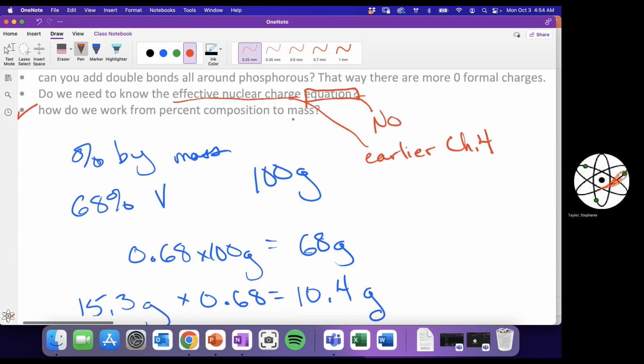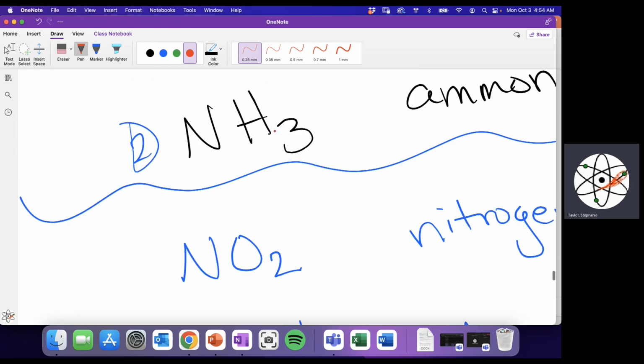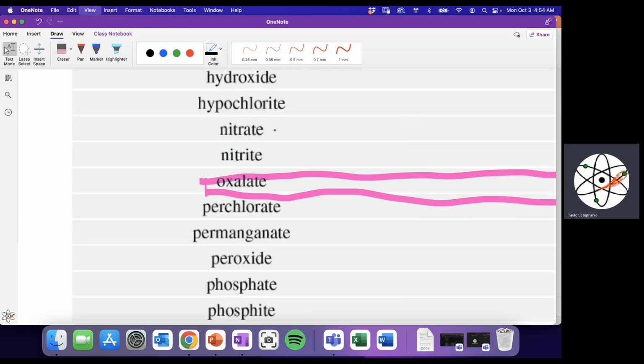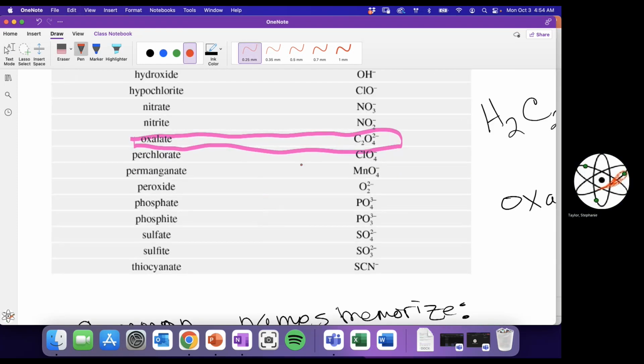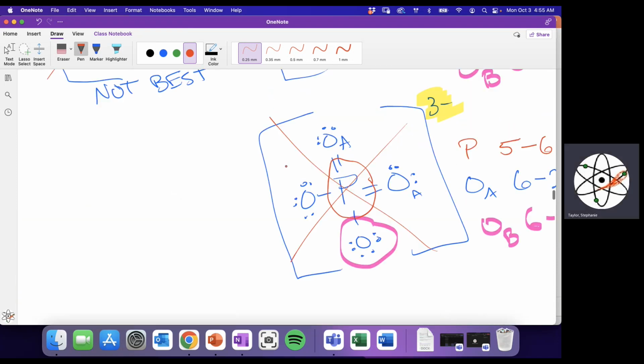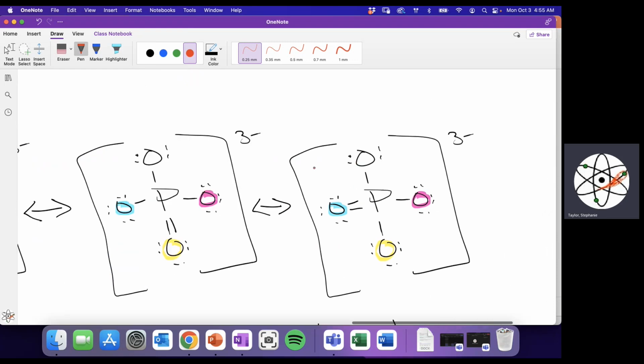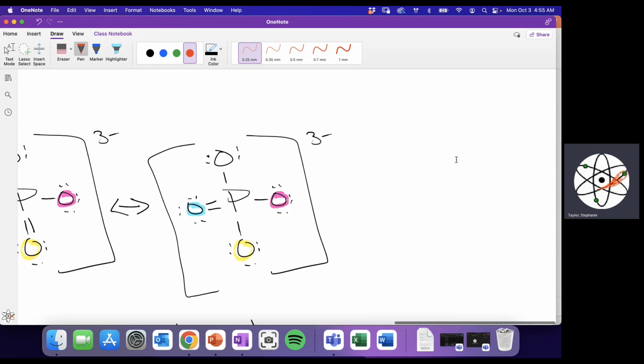This next one, can you have double bonds all around phosphorus? So this is going to go back to looking at phosphate. I want to go back, let's make that smaller, and take a look at what happens. Here's our phosphate stuff. So this is the structure that we ended on. To remind folks, we did go ahead and end on this one.